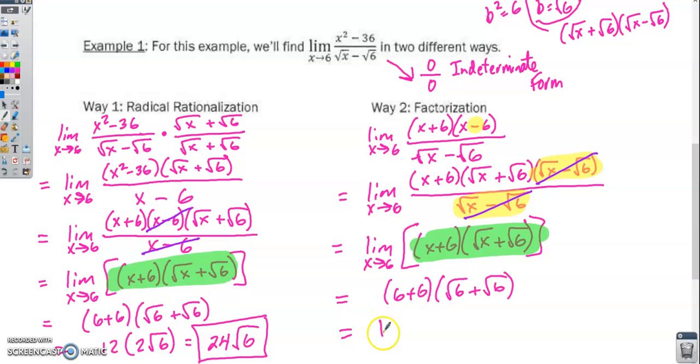We simplify, and we end up with our same answer, 24 square root of 6. And so what this problem really shows us is that there's more than one way that we can handle our approach to a limit problem like this.